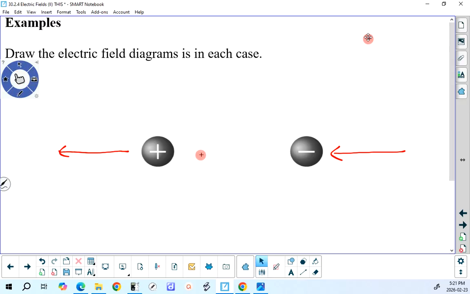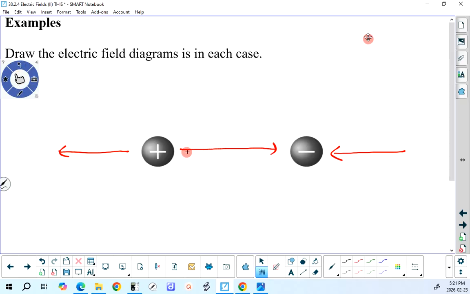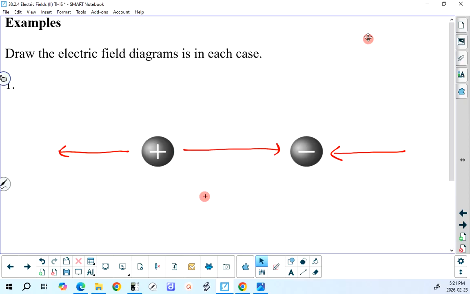If I were to put my imaginary positive test charge anywhere in this region, then it will be repelled from the positive source and attracted to the negative source, so it will have a field line that looks like that. No matter where I am on this line in my mind, the positive test charge will be forced to the right. Now, things get trickier when we start looking at other locations.